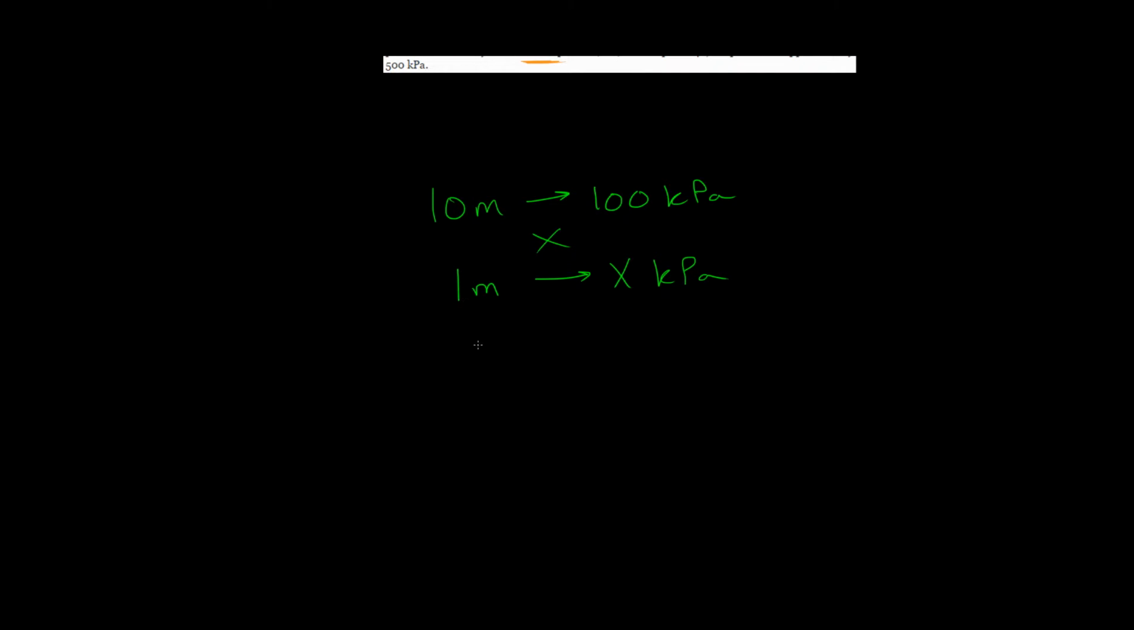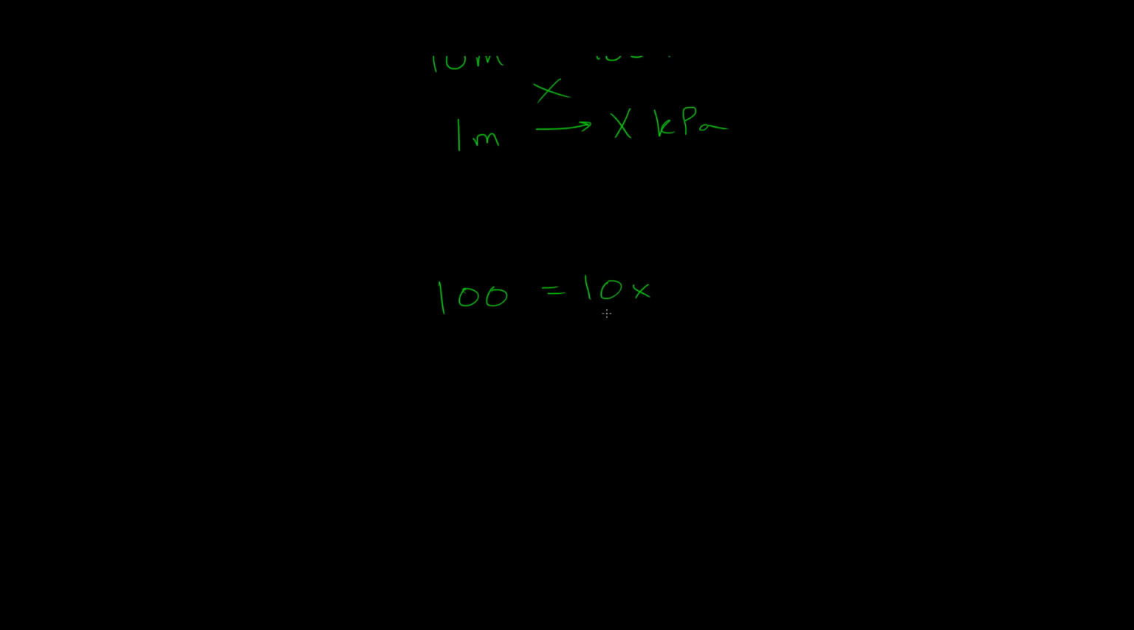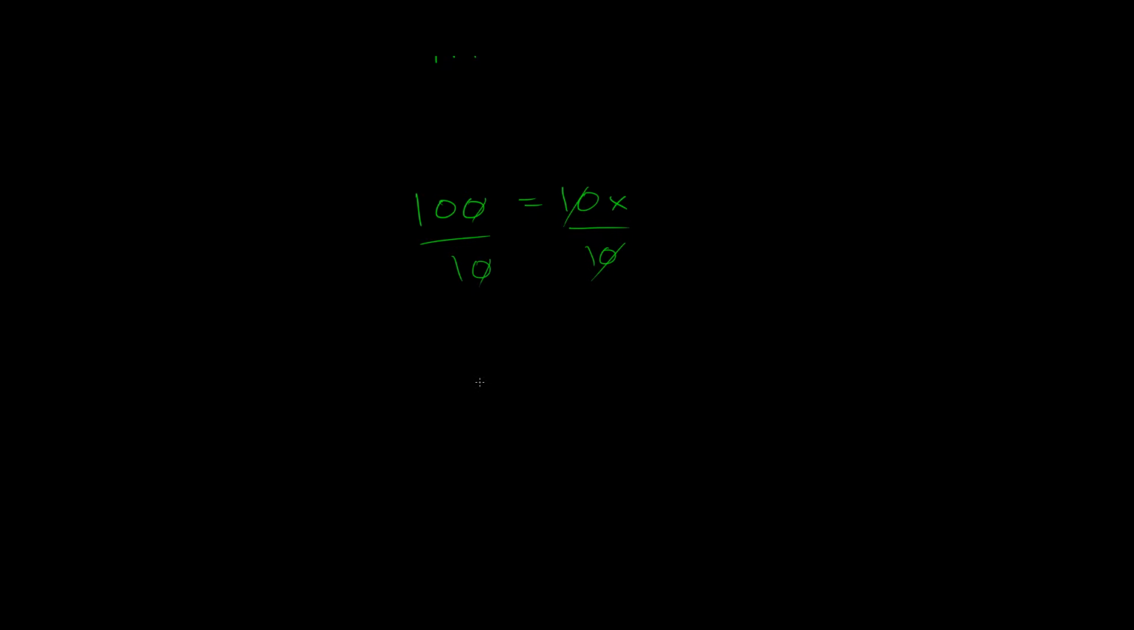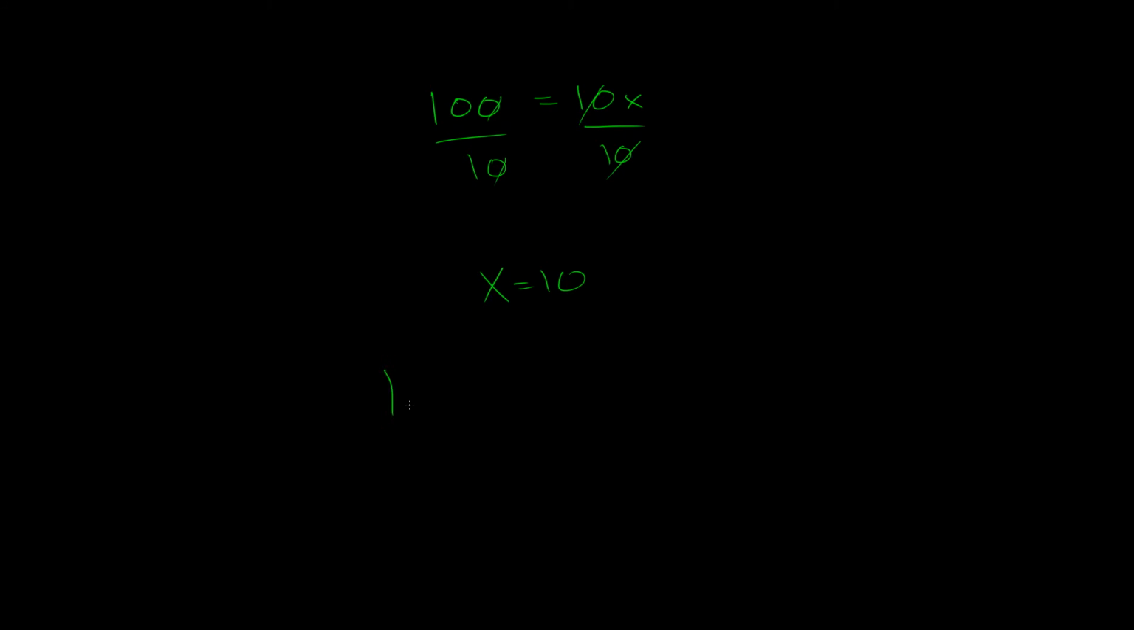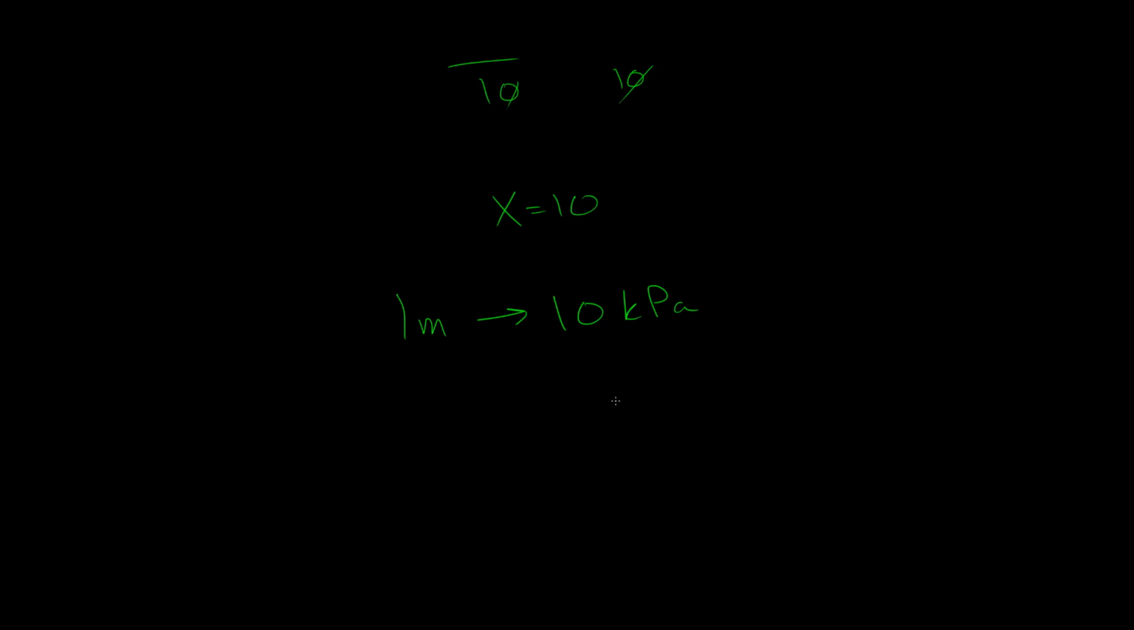So what do we get? We get 100 equals 10x. So we divide both sides by 10. The 10 and the 10 cancel. Zeros cancel. We end up with x equals 10. So that means for 1 meter, we increase our pressure by 10 kilopascals. From this, we can say that our rate of change is 10 kilopascals per meter.